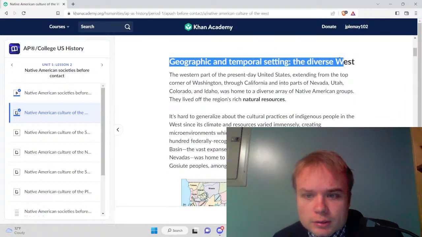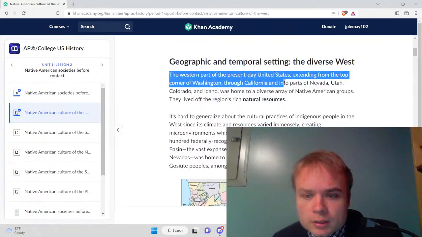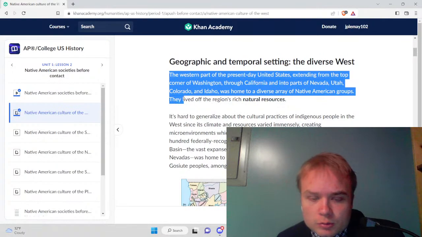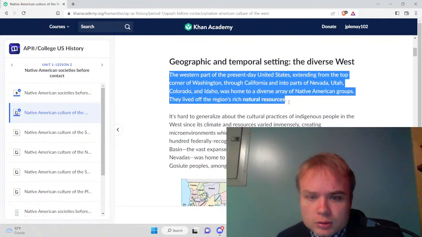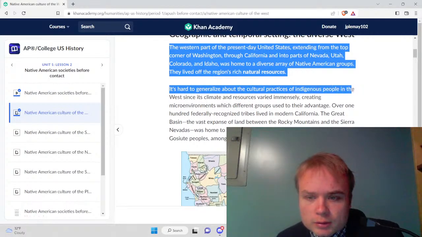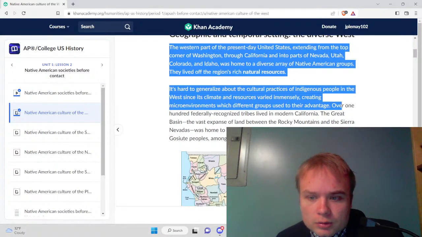Geographic and temporal setting: a diverse West. The western part of the present-day United States, extending from the top corner of Washington through California, Nevada, Utah, Colorado, and Idaho, was home to a diverse array of Native American groups that lived off the region's rich natural resources. It is hard to generalize about the cultural practices of indigenous people in the West, since its climate and resources immensely varied, creating microenvironments which different groups used to their advantage.